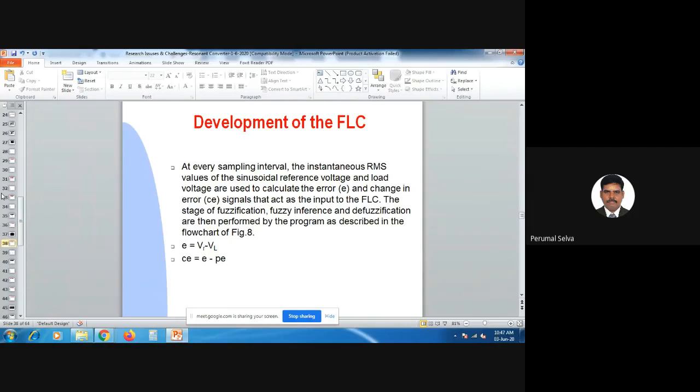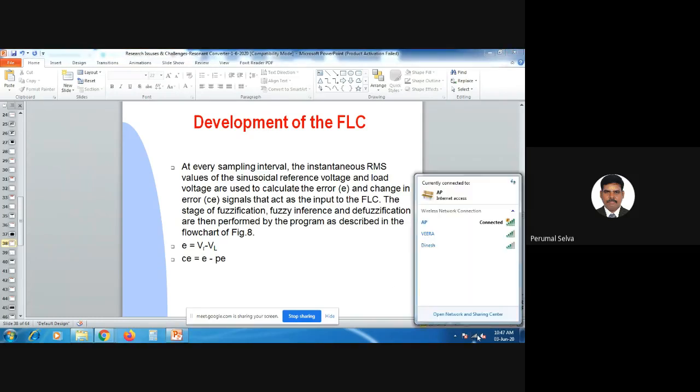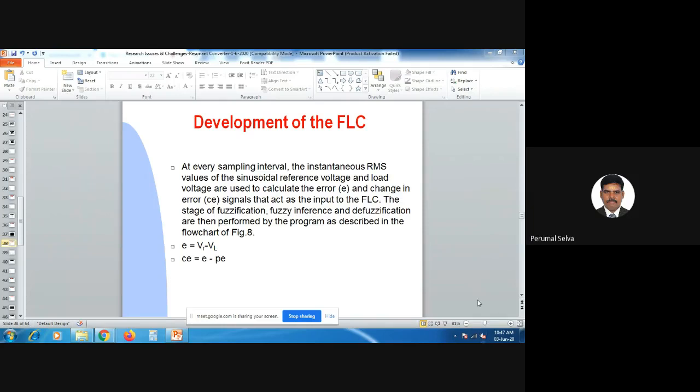A drop in the output voltage level triggers the fuzzy controller to increase the output voltage of the converter by modifying the duty cycle of the converter. The resolution of a fuzzy logic controller system relies on the fuzziness of the control variables, while the fuzziness of the control variables depends on their membership function. Next slide.